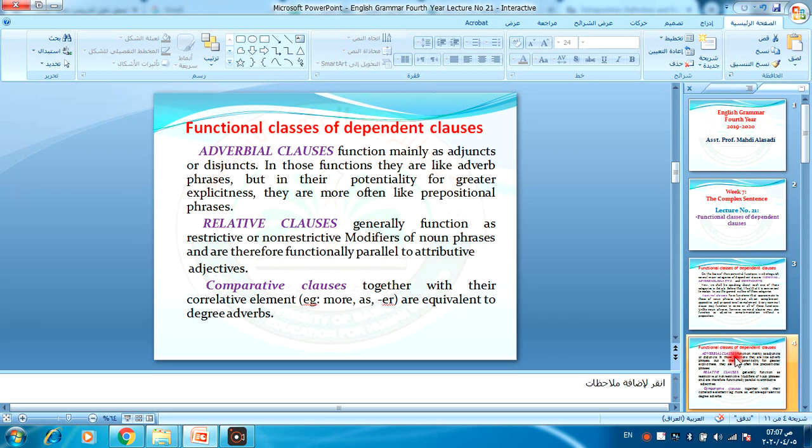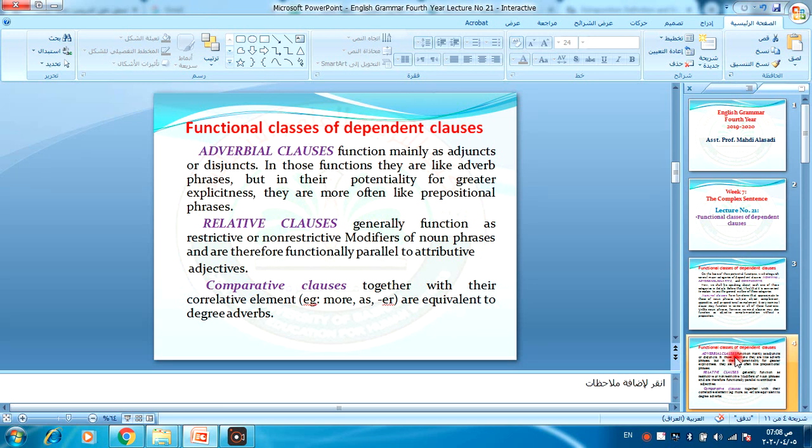Adverbial clauses. Of course, here we are going to give a brief note about adverbial clauses and the other types of clauses. Later on, we will discuss them in detail. Adverbial clauses function mainly as adjuncts or disjuncts. In those functions, they are like adverb phrases, but in their potentiality for greater explicitness, they are more often like prepositional phrases.